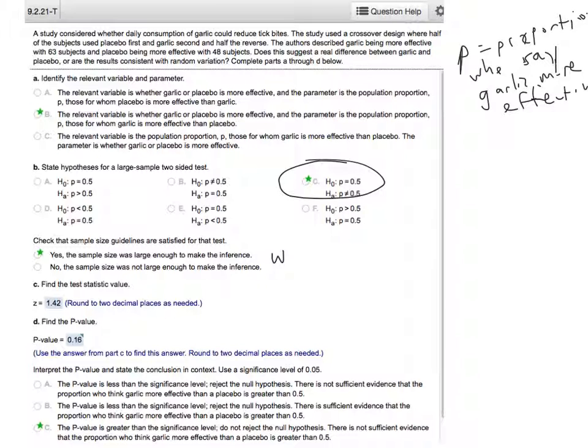I shouldn't say will, I should say, do we expect at least 15 yes and 15 no. That's sort of the bottom line for having a big enough sample size.